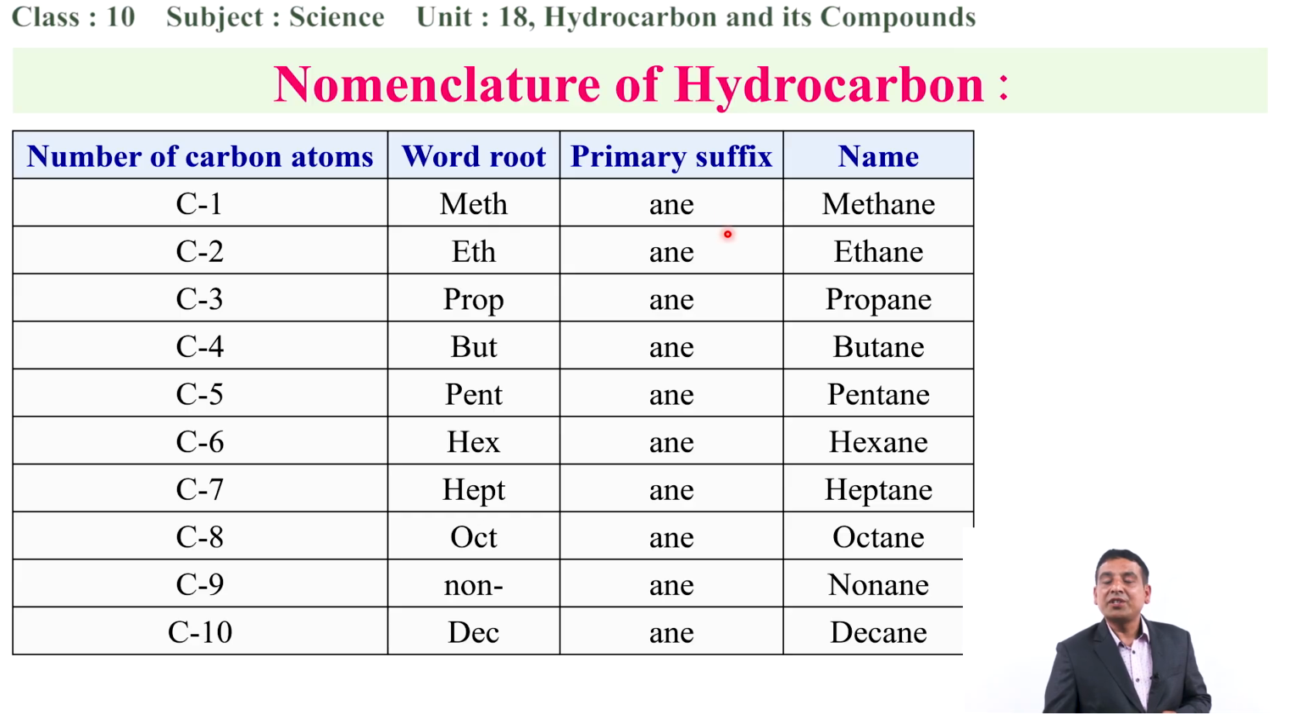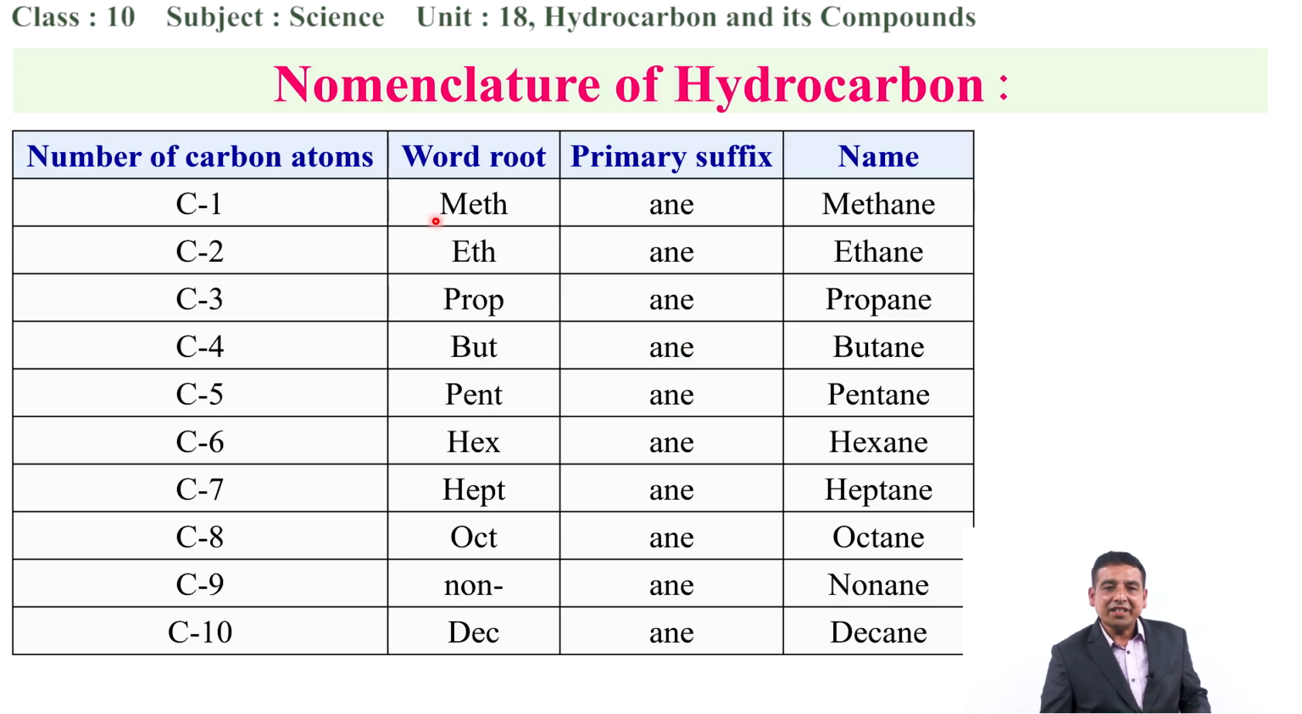Primary suffix, as I have already told you, always represents the number of bonds between carbon atoms. So in all these hydrocarbons which have carbon number 1 to 10, they have the ane primary suffix. Then what does it represent? What do you understand from this? Yes, that indicates that there is only one bond between each carbon atom of all these hydrocarbons.